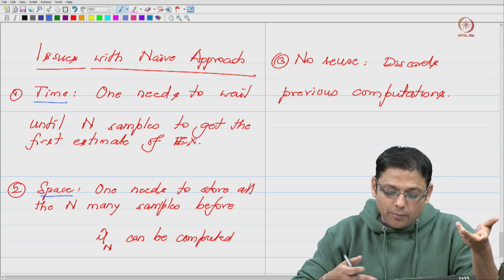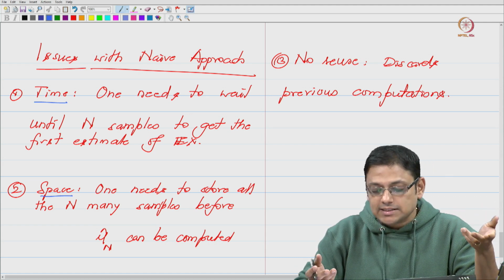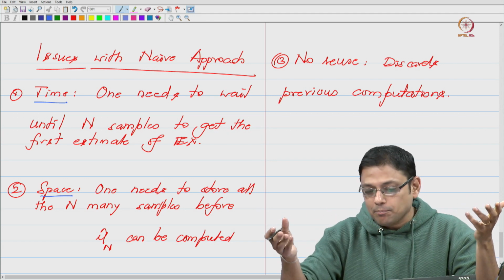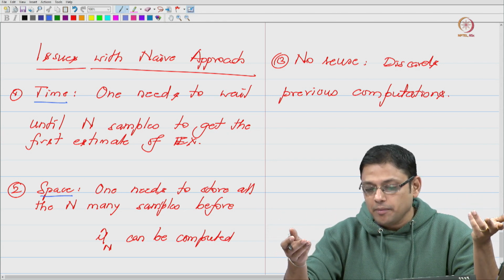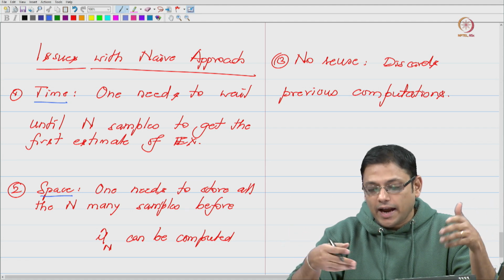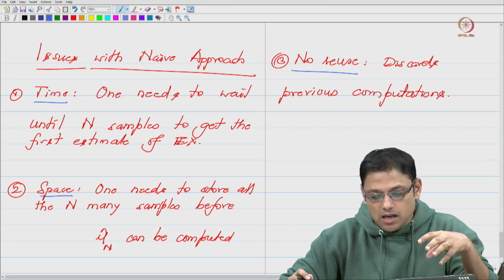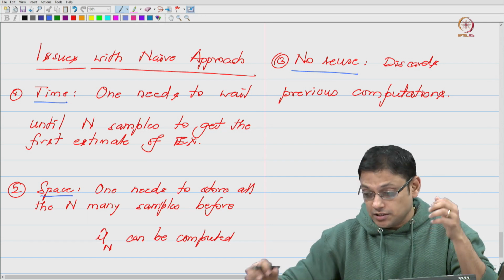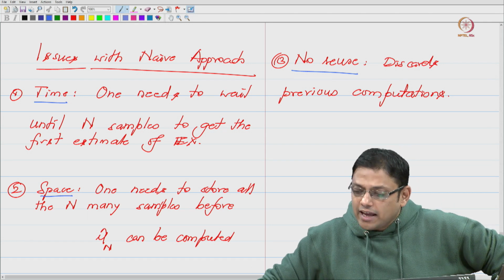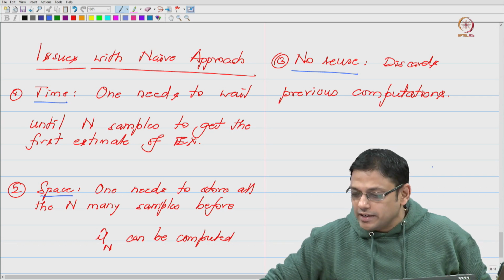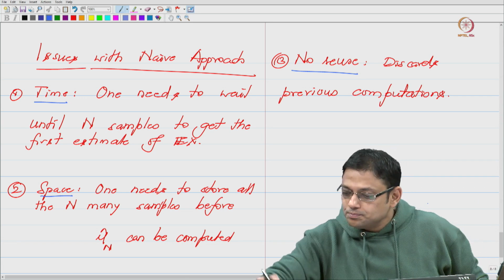One needs to wait for n many samples to get the first estimate. One needs to store all those samples before one can compute this estimate of expected value of X, and we discard all the previous computations. So in this sense one can see that this approach is really inefficient. So the question is, can we do something efficiently? I am sure all of you can already guess what we are trying to do.